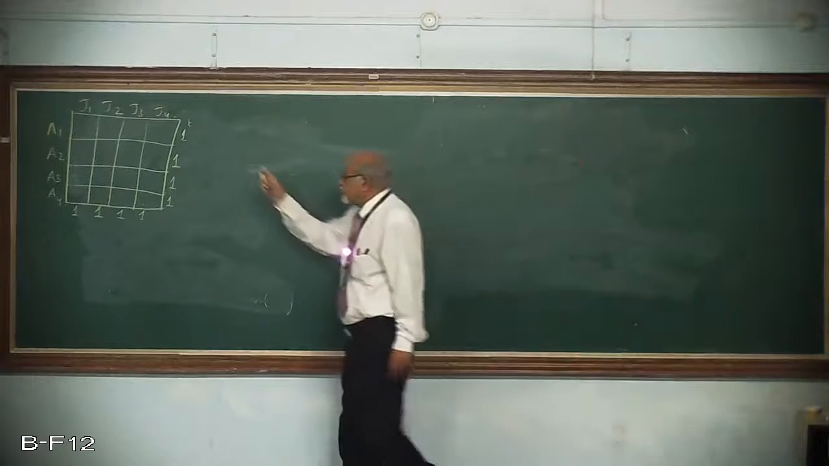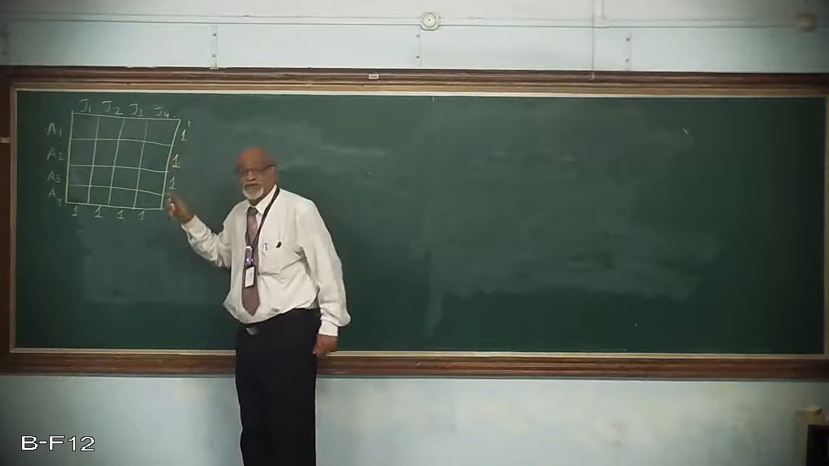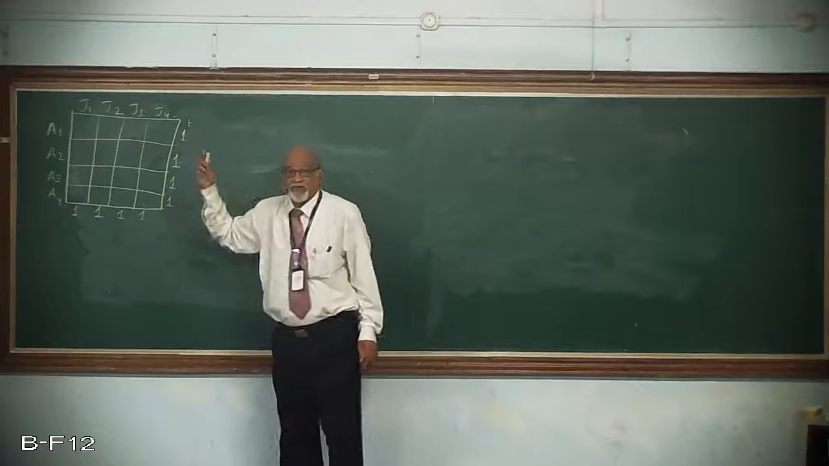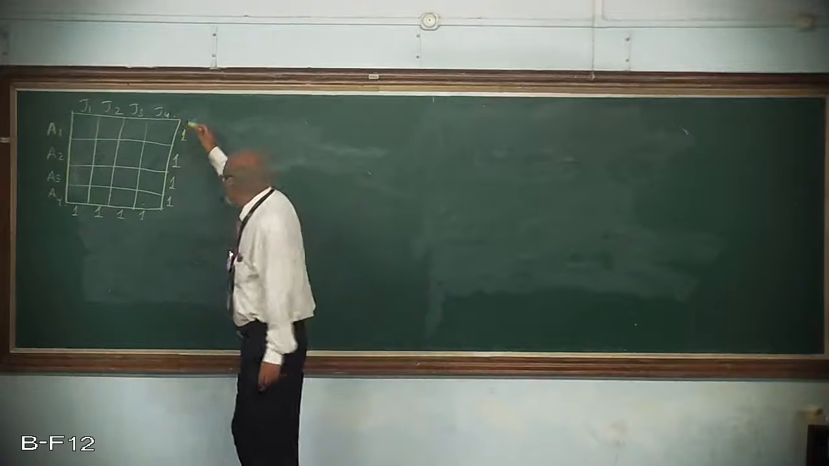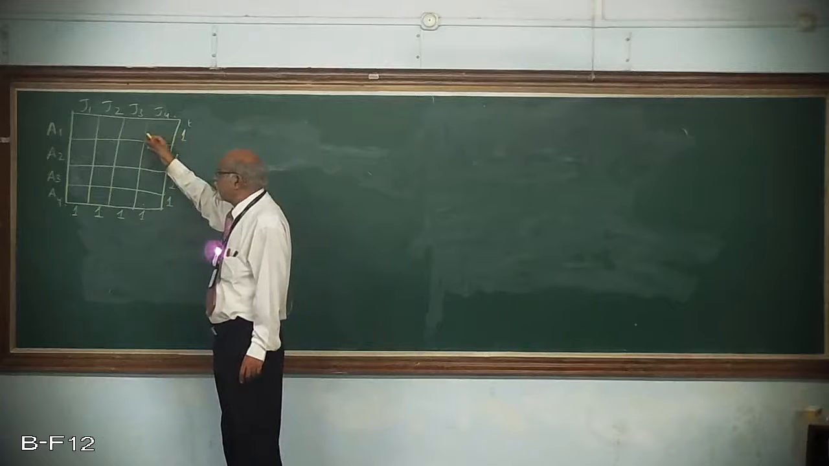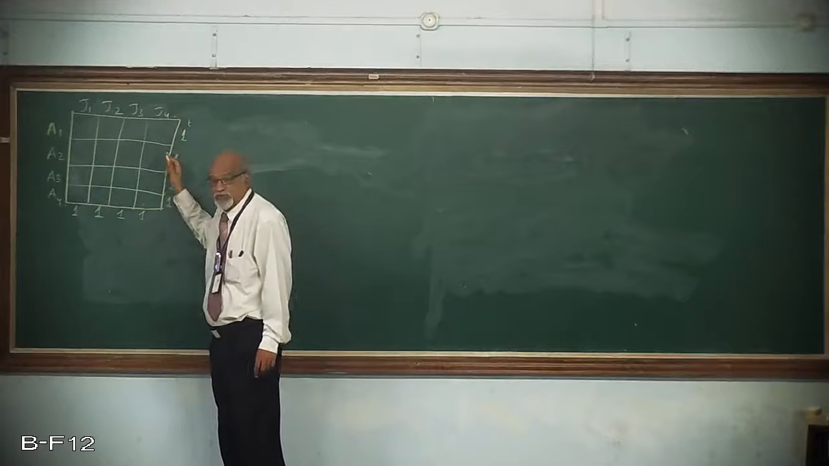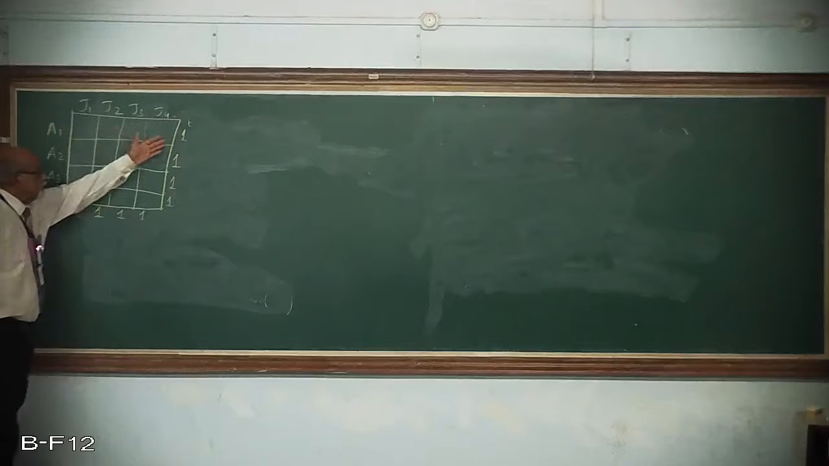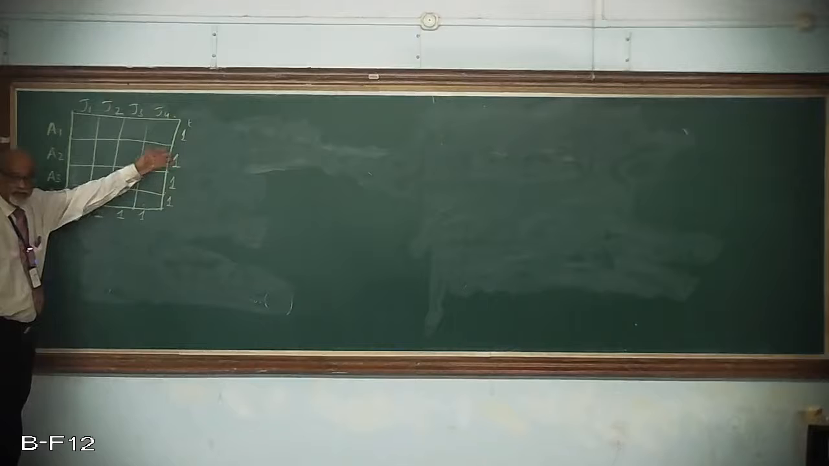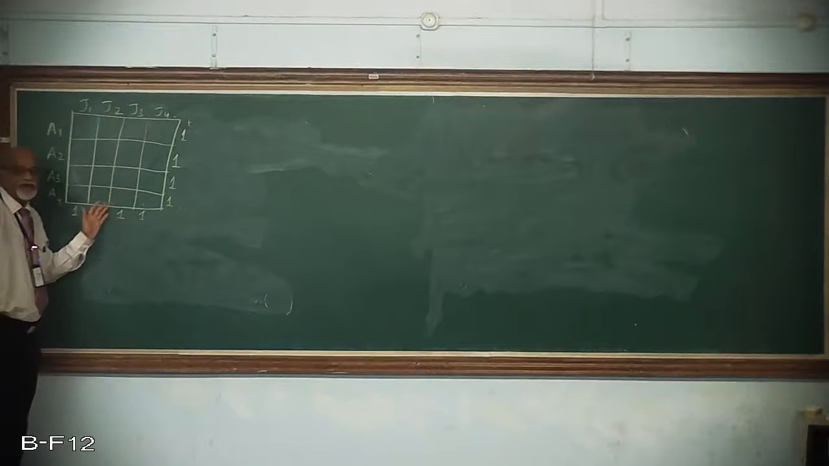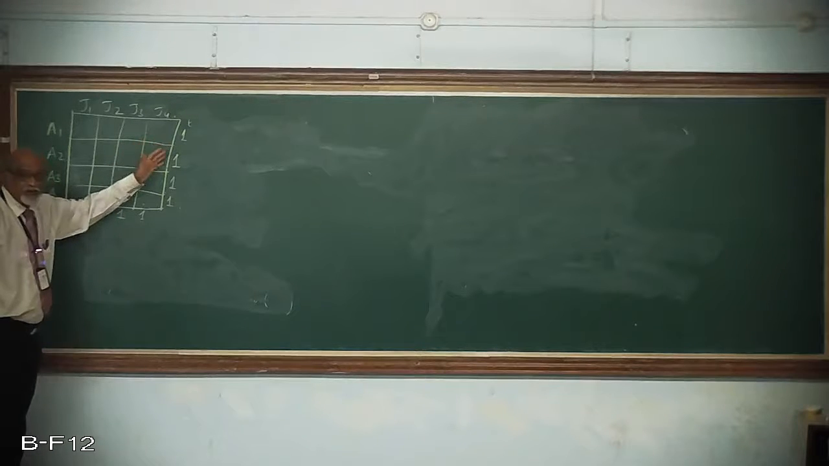But each one has only one availability. In case of transportation, we have seen that it was not one. It may be one or more than one. That means in transportation, the demand was considered greater than or equal to 1 for each of the columns, and the supply was assumed to be greater than or equal to 1 for each of the rows. But in case of assignment, it is exactly equal to 1.